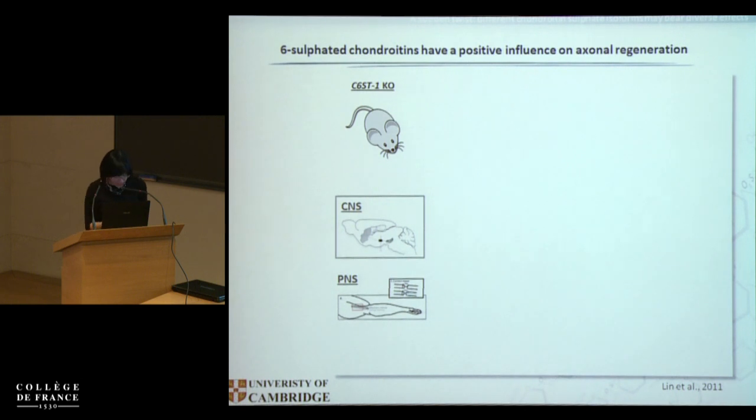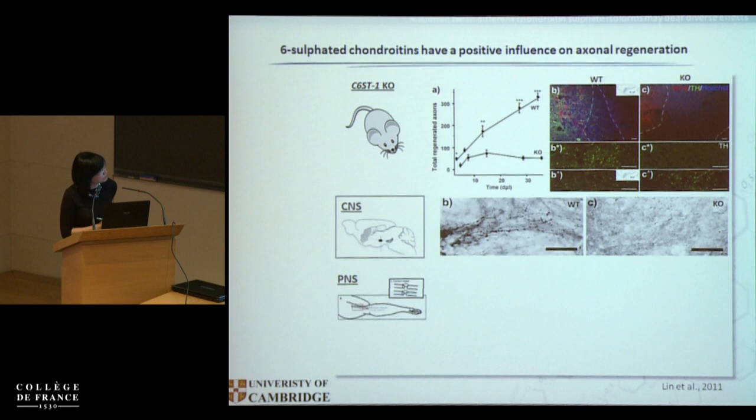So what we have done is make use of an animal in which we have knocked out the 6-sulfotransferase. In these knockout mice, there is a very minimal amount of chondroitin 6-sulfate. Then we performed two different types of injury. One is a lesion in the nigrostriatal pathway in the CNS, and the second is cutting the median and ulnar nerve in the peripheral nervous system, and we see how they regenerate after the lesion.